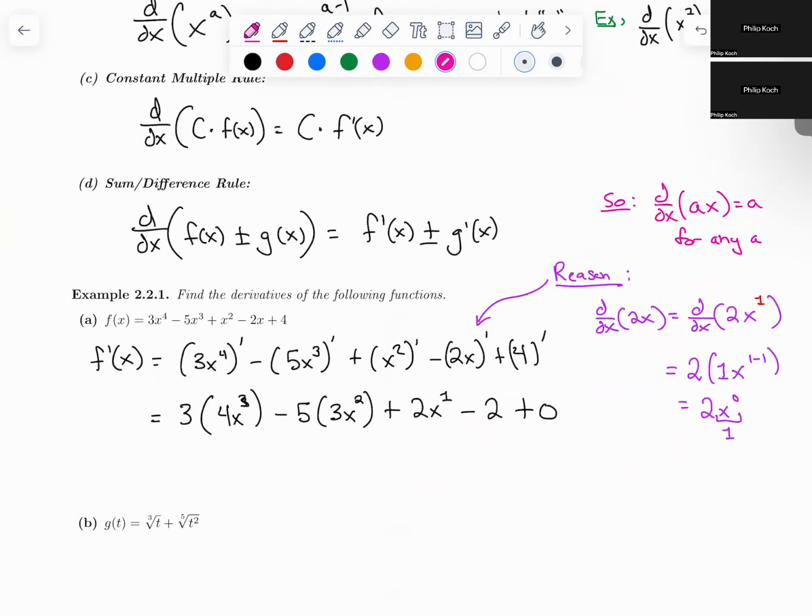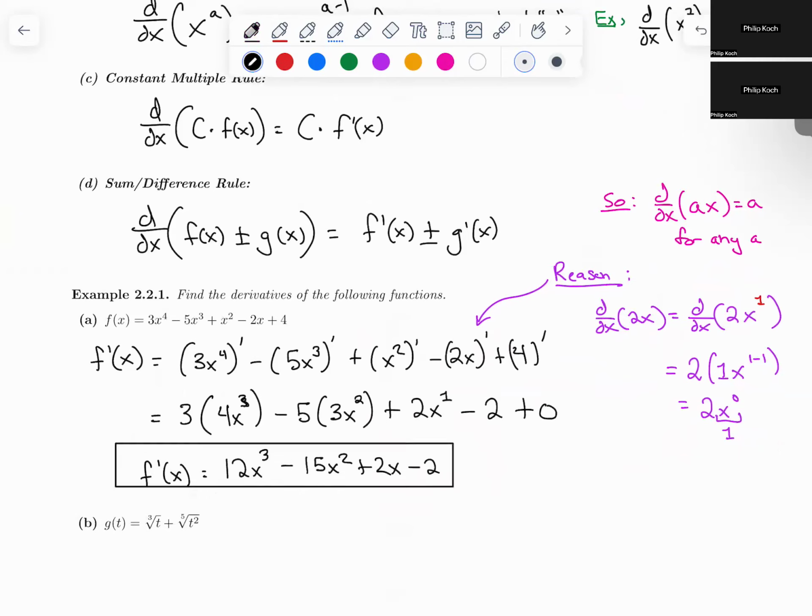So simplifying this out, that means that f prime of x is equal to 12x cubed minus 15x squared plus 2x minus 2. That is our derivative. Any questions on that? Okay. Next one.